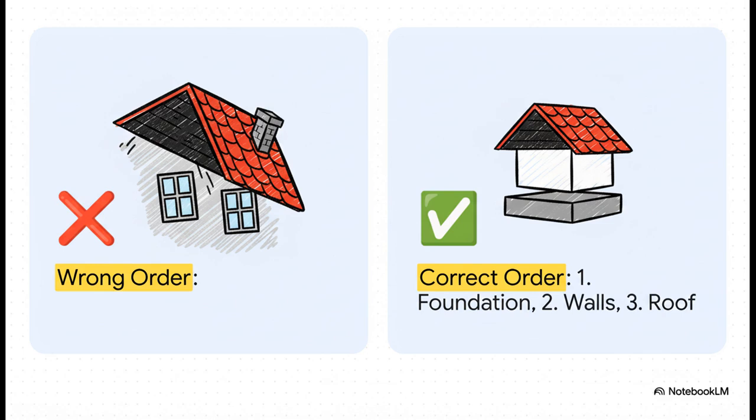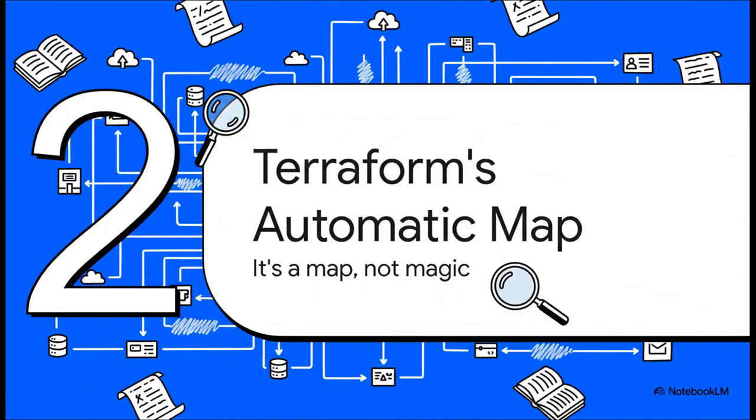You have to pour the foundation, then build the walls, and only then can you put on the roof. Get that order wrong and the whole project just falls apart. This is exactly the kind of mess that Terraform is designed to prevent. So how does Terraform crack this ordering problem? Well, the secret isn't magic at all. It's actually a map. A map that Terraform builds all on its own, just by reading your code.